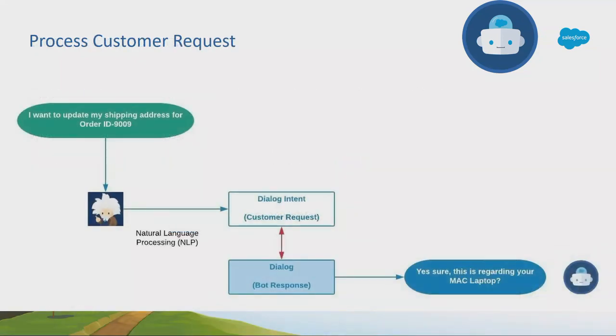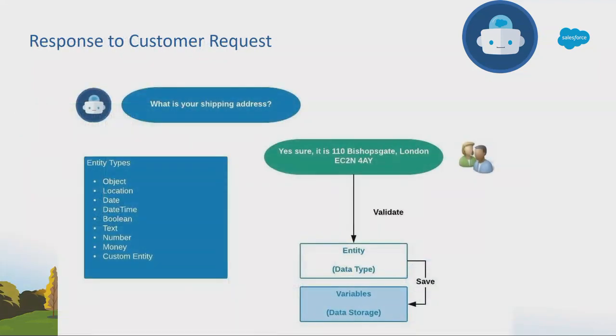So just to walk through those in a very simple use case. The user here has entered, I want to update my shipping address for an order, and using Einstein's natural language processing capability, it's interpreted intent from that. We can then shape our dialogue response, which you can see there, so it's a question that's been put out to the user. Where Einstein, the chatbot, asks a question, the answer is put into the entity, and then, as I mentioned, stored into the variable for future use in the session.